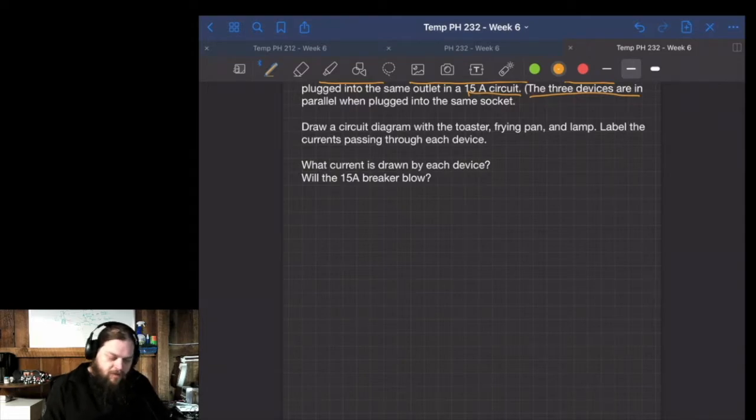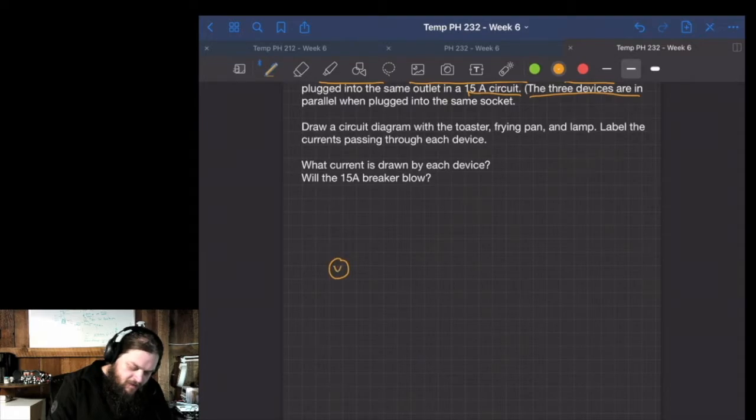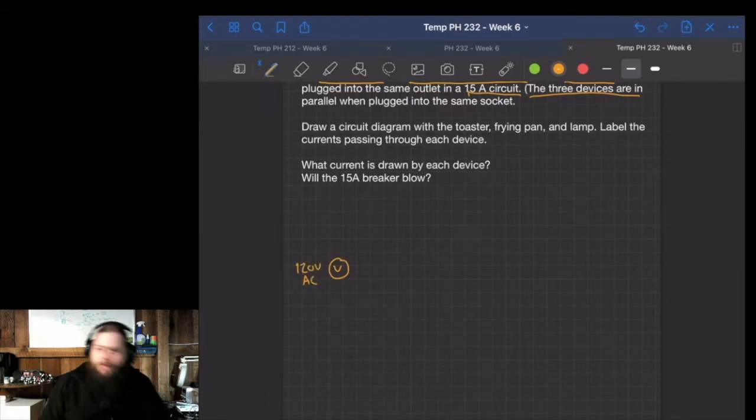So we want to draw a circuit diagram for the toaster, frying pan, and lamp, and label the current passing through each device. So to draw my circuit, I'm going to use just this little circle with a V as my voltage. That just signifies some voltage is coming through there. It would probably be 120 volt AC, because that's what comes out of our walls, generally speaking. And most of our wall sockets have a 15 amp circuit breaker attached to them.